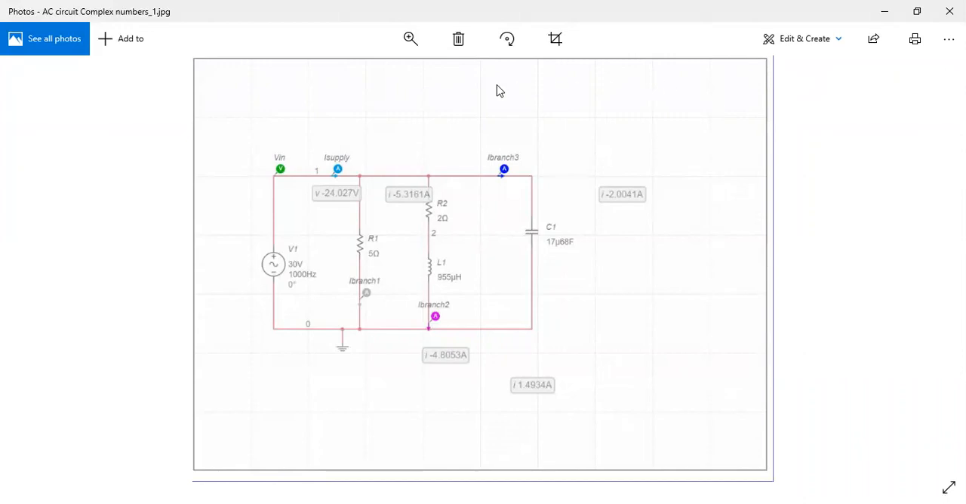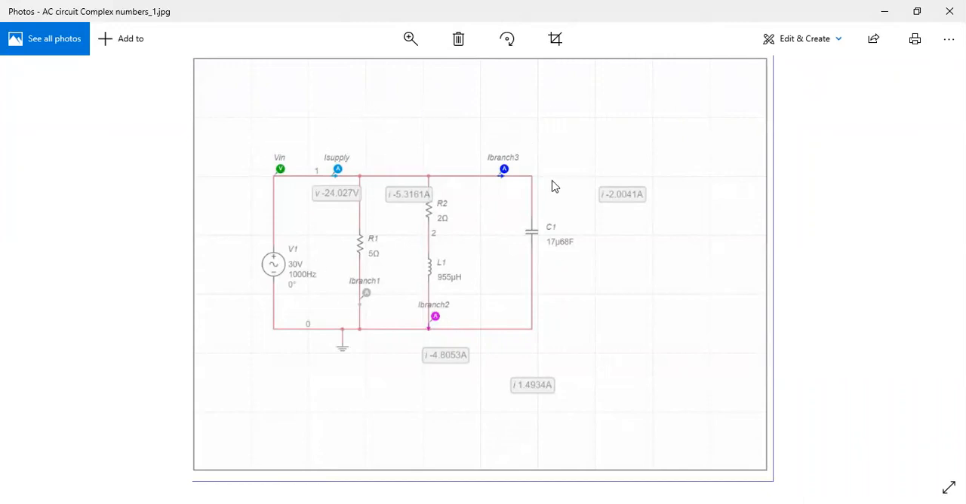The purpose of this video is to explain how to analyze an AC circuit using complex numbers and verify your calculations via an online simulator such as Multisim.